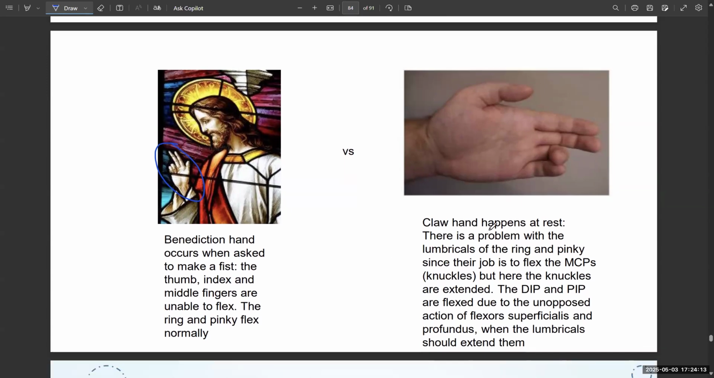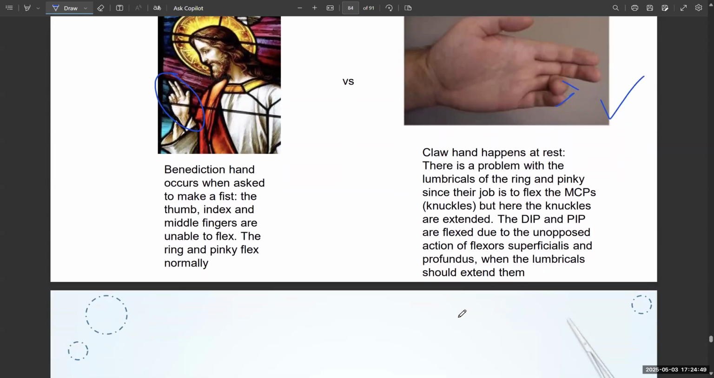Okay, now we talk about claw hand. Claw hand happens at rest. In Klumpke, all 4 lumbricals are paralyzed. All fingers are in a claw. But claw hand in the ulnar nerve injury is only this ring finger and this pinky finger. And this is also at rest. So both of the claw hands are at rest. There's a problem with the lumbricals of the ring and pinky since their job is to flex the MCPs, but here the knuckles are extended. The DIP and PIP are flexed due to the unopposed action of flexor superficialis and profundus when the lumbricals should extend them. Okay.